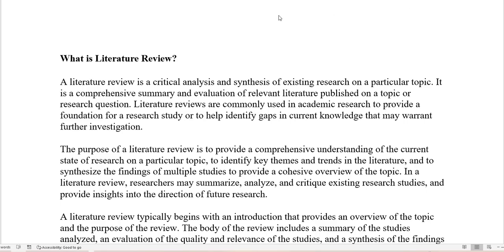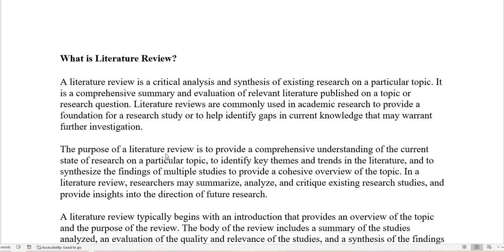So what is a literature review? Well, basically, a literature review is a critical analysis and synthesis of existing research on a particular topic. It is a comprehensive summary and evaluation of relevant literature published on a topic or research question. Literature reviews are commonly used in academic research to provide a foundation for a research study or to help identify gaps in current knowledge that may warrant further investigation.